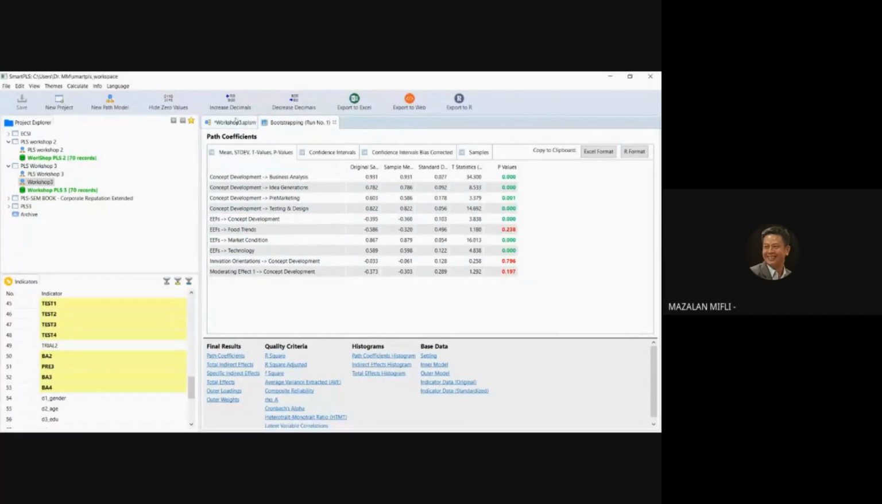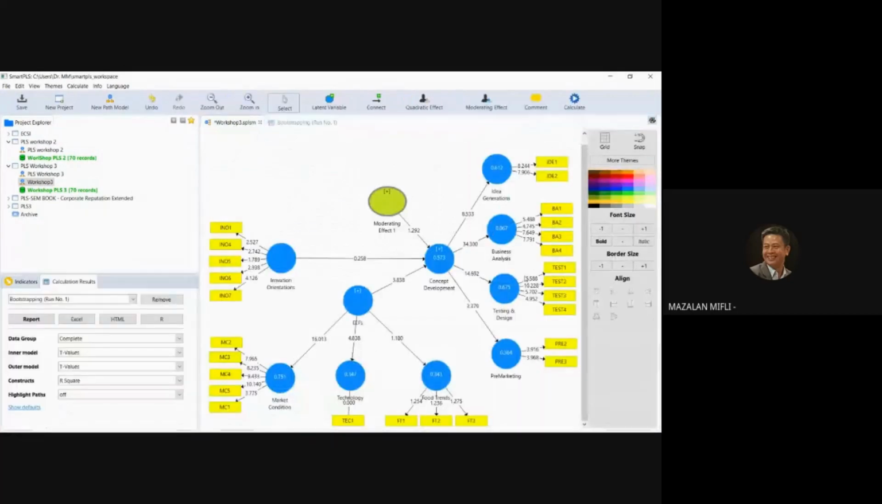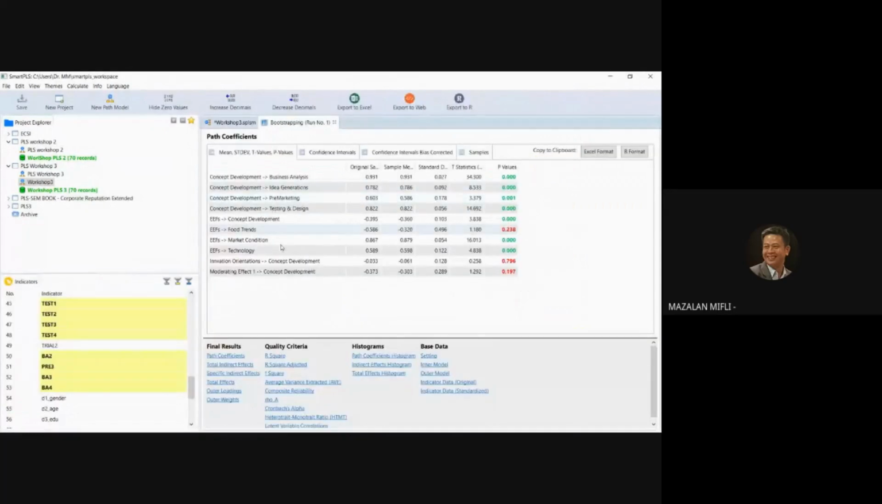So you have your diagram, this one, and then you have a summary of your diagram using tables in your thesis. So you look nice. These are p-values, statistics, and this is your original sample, mean sample, standard deviations. So they're all there. Just copy that in Excel format, and then you can get it.